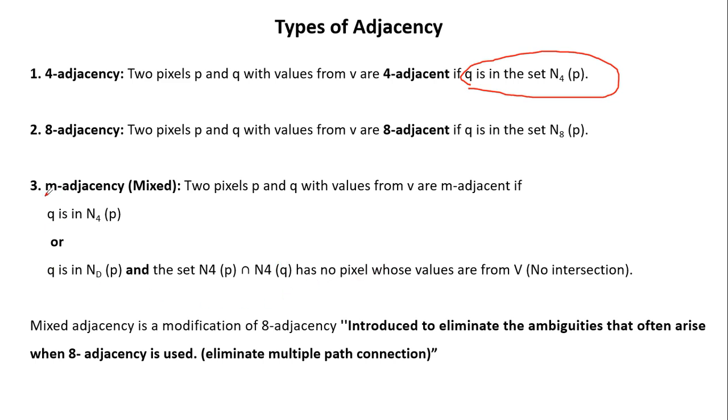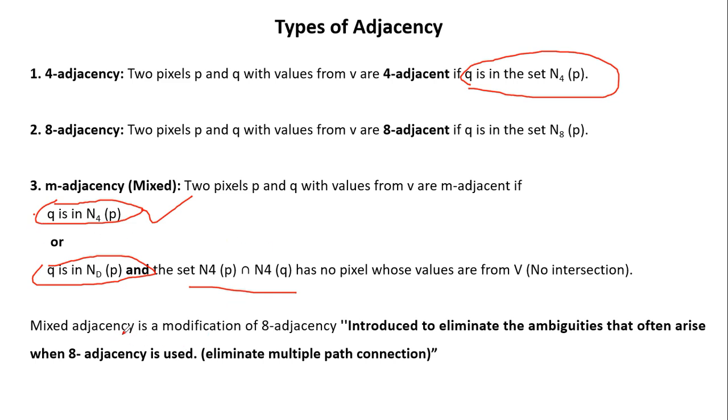So this condition is very important. First we need to check whether this condition should be true or this condition should be true. Here, the first one should be the adjacent neighbor or the diagonal neighbors, but at the same time the intersection of N4P and N4Q must be empty. With the example, this formula is very easy and clear to understand.